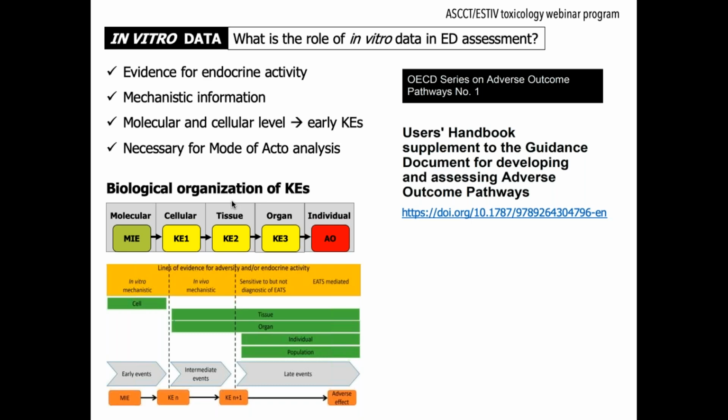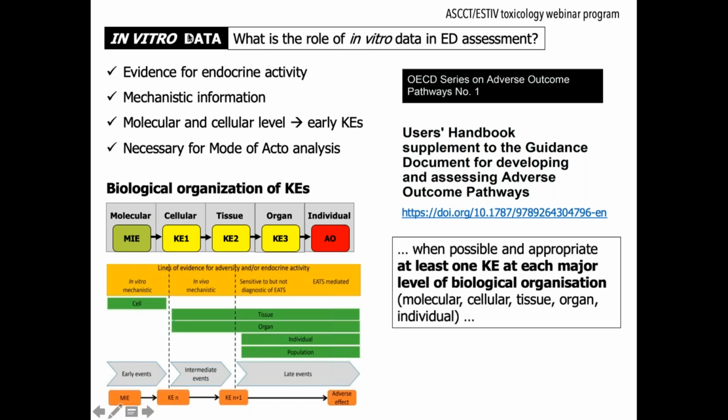And this mechanistic information is very important to understand what's happening at molecular and cellular level by setting the early key events that will lead to the adverse effects. And in fact, when we perform the mode of action analysis in the adverse outcome pathways, AOP context, it is recommended to include at least one key event at each major biological level. Therefore, in vitro data is required to fill and understand these early key events we were talking about.